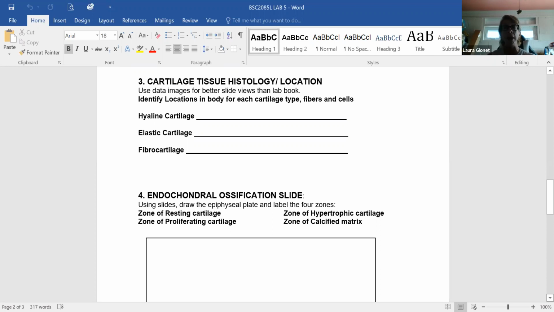So the calcified matrix area is going to look a lot like spongy bone, where you're going to see trabeculae and often red, greenish, pinkish, dark pink staining goo found in between the walls of the trabeculae. That's the red bone marrow. And that tells you you are in this calcified matrix, area of ossification, going from cartilage to bone.